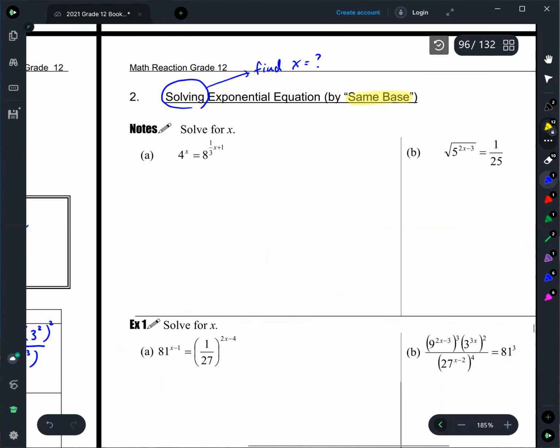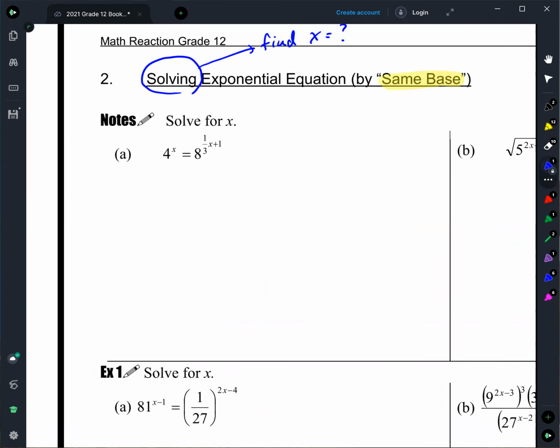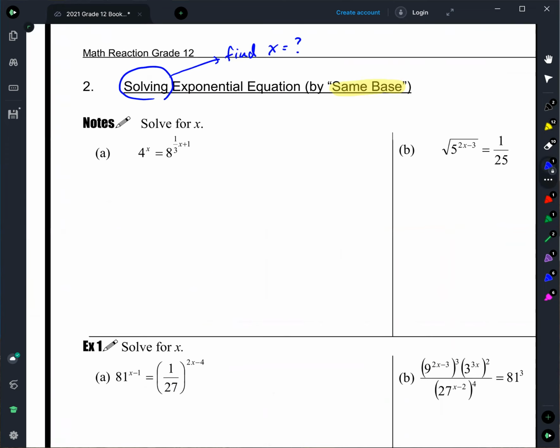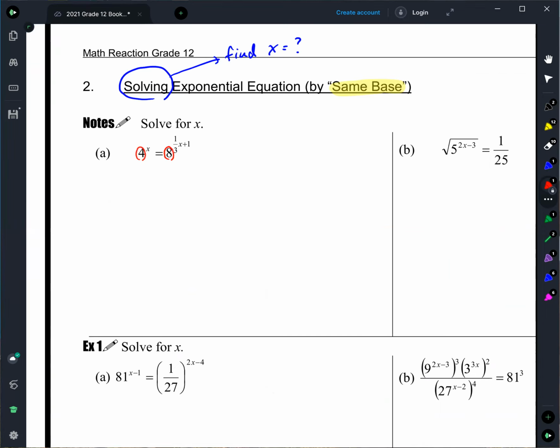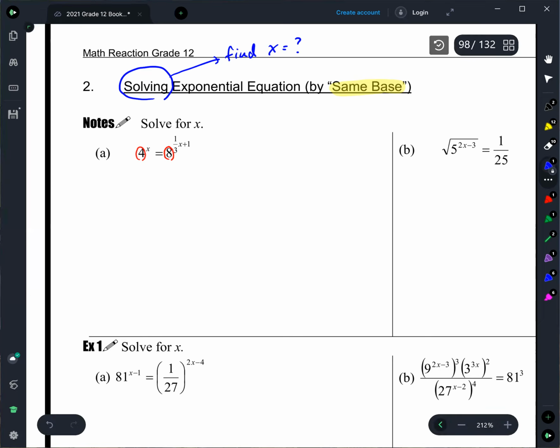We are looking for the value of x so that it makes the left side equal to the right side. So you start by looking at the two bases. You have a base of 4, base of 8. So what is the same base that we can change them to? Angela? What's the base that we can change them to? 2. 2, very good. So 4 can become 2 squared, right?